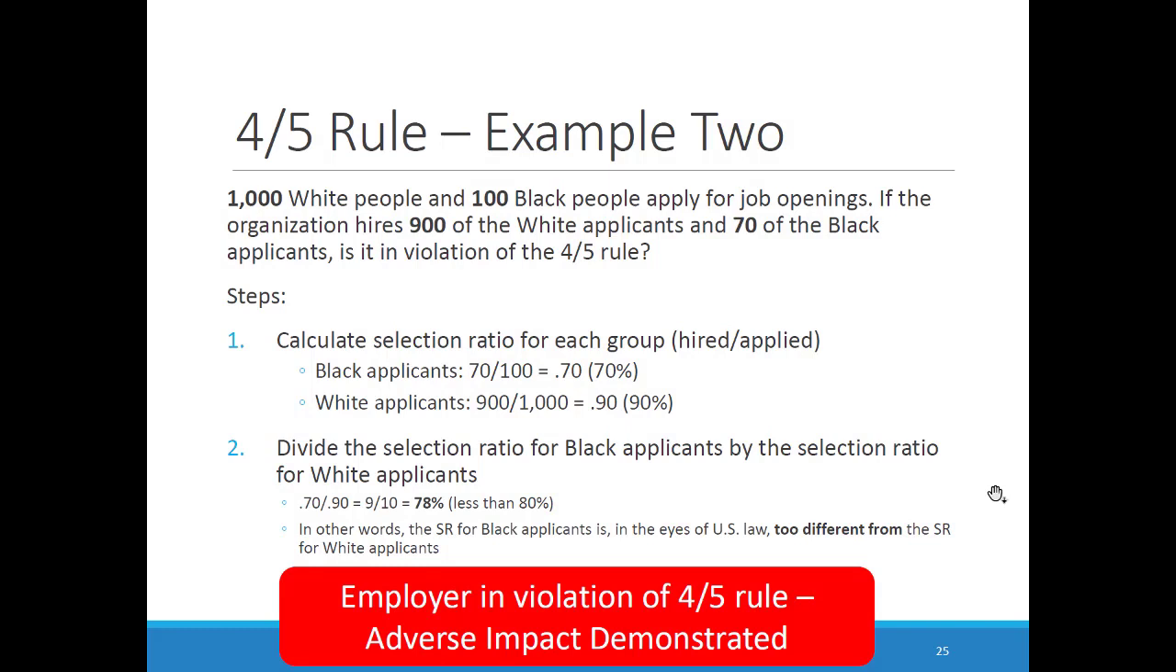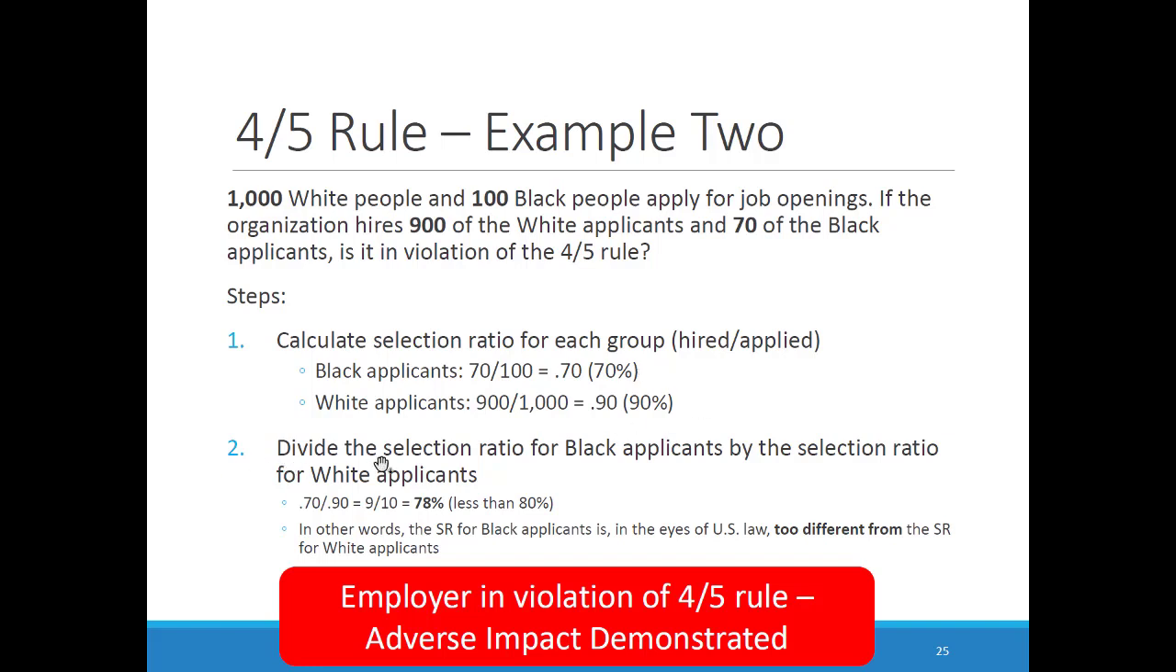Let's go through another example. If 1,000 white people and 100 black people apply for job openings, and the organization hired 900 of the white applicants and 70 of the black applicants, is it in violation of the 4/5 rule? Step 1, we calculate the selection ratio for each group, the number of people hired divided by the number who applied. For black applicants, we have 70 out of 100 or 70%. For white applicants, we have 900 out of 1,000 or 90%. We've got to determine whether 70% is 4/5 or 80% of 90%.